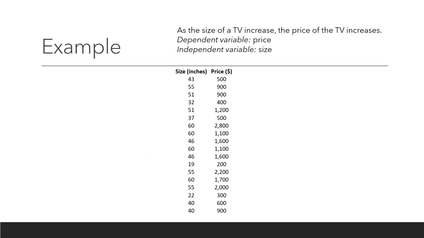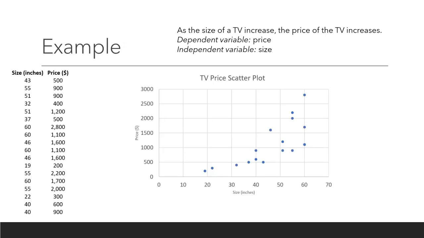So let's say we go to all of the stores around town and we write down the TVs that they're selling, and we take note of how big the TVs are and what the price is, right? So a 43-inch TV, $500. 55-inch TV, $900. And we have a lot of different observations here, a lot of different data points. And just looking at this information, it's a little difficult to figure out what type of relationship might exist. So we put it into a scatter plot.